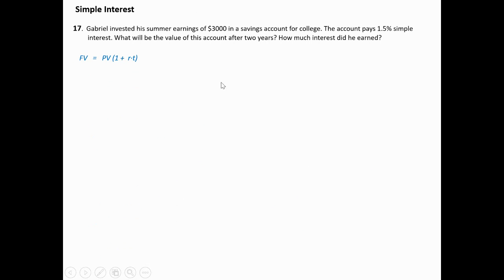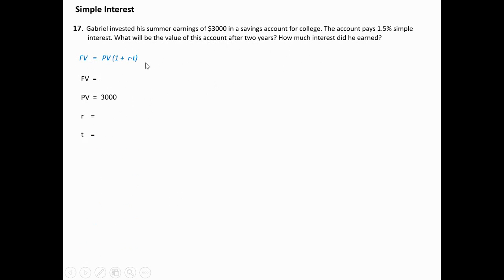So this is the simple interest formula, because it says simple interest. Here, 1.5% simple interest. This is the formula from 5.1. Since we're looking for the future value, the value after 2 years, we're going to use this formula here. So we have to extract the information from this word problem. What will be the value of this account in 2 years? So we're looking for FV, which is the future value.